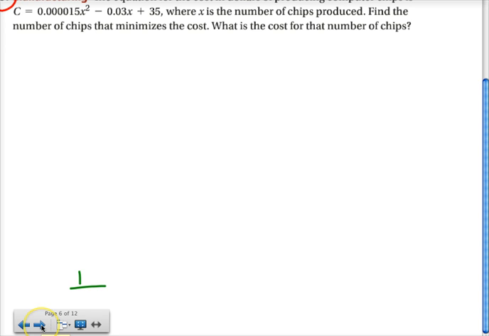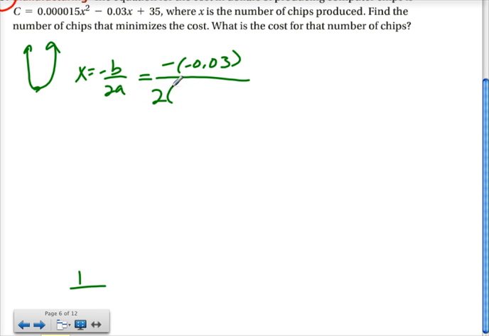I noticed that my a value is positive, so that means it is going to open up, and if I'm looking for that minimum value, I am looking for the vertex. So it will be x equals negative b over 2a, and this is in the form ax squared plus bx plus c. So negative of negative 0.03 divided by 2 times 0.000015. And something kind of cool happens there, because when you do the math with that, whether or not you do it with a calculator or by hand, you get 1,000 chips.